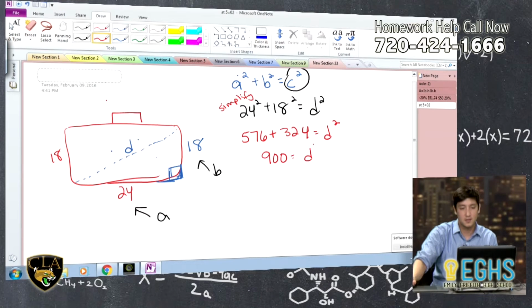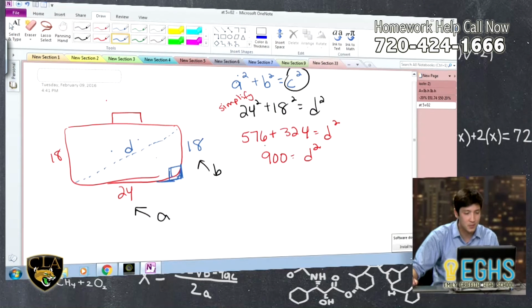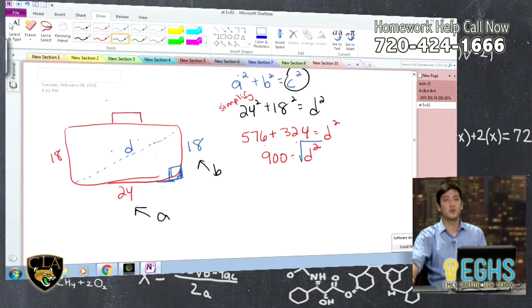That equals d squared. And this is one of the things where I notice some students get hung up if we haven't seen this in a little while. We're saying d squared is 900, but you know the diagonal of this suitcase is not 900 inches. First of all, that wouldn't make any sense. But what we have here is d squared. We're solving for d. So we need to think about what the inverse of squaring something is. In this case, it is the square root. So the square root of d squared, because it's the inverse, is going to basically cancel out that squared operation.